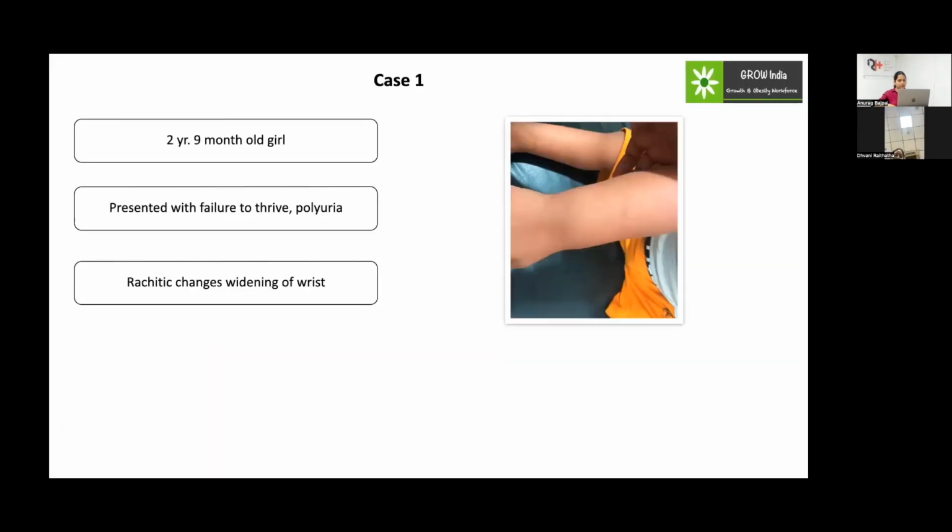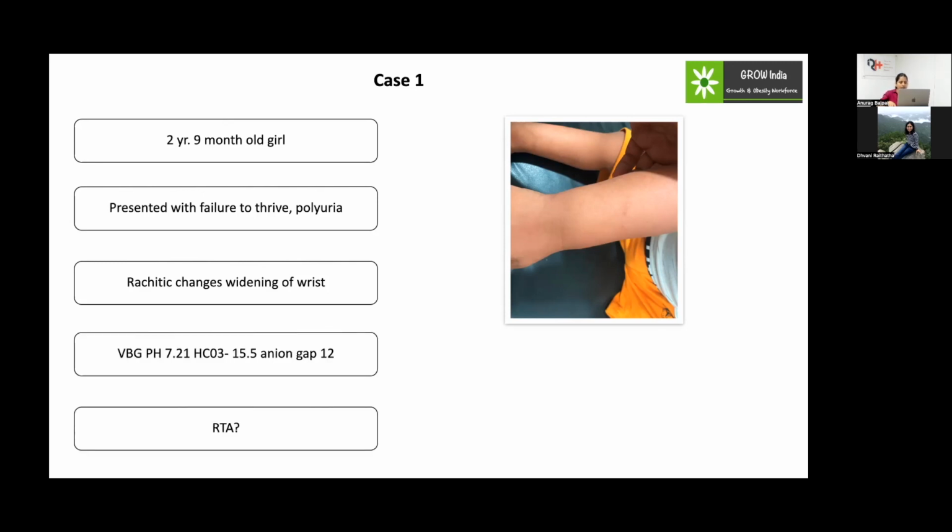So we have this 2-year, 9-month-old girl who presented with failure to thrive and polyuria, and you can see in the picture there are rachitic changes, widening of the wrist. The blood gas was done, which was acidic, and the anion gap was 12. So is this a case of RTA, or what should be the next step to be done in this case? You can write in the chat option.